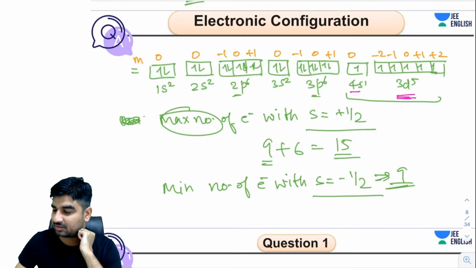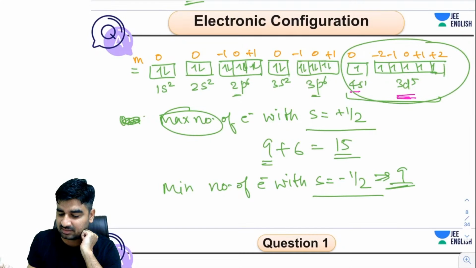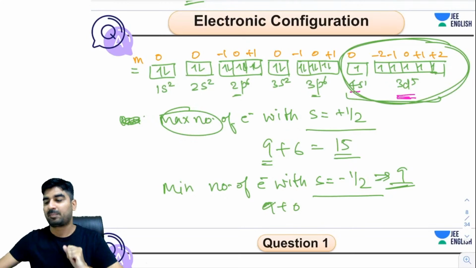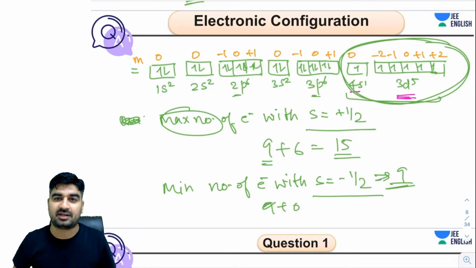Okay, 9 is correct. In that case, I will take these as 0, so 9 plus 0. Because in that case, I will consider all these as plus and it will be 9. 9 is correct.